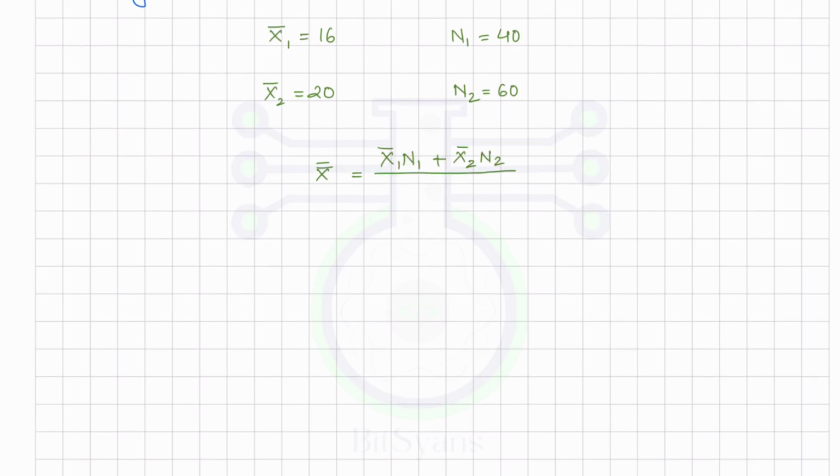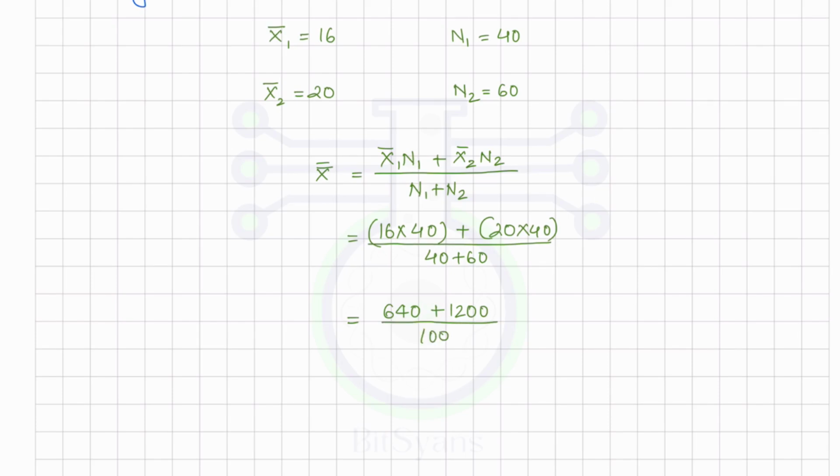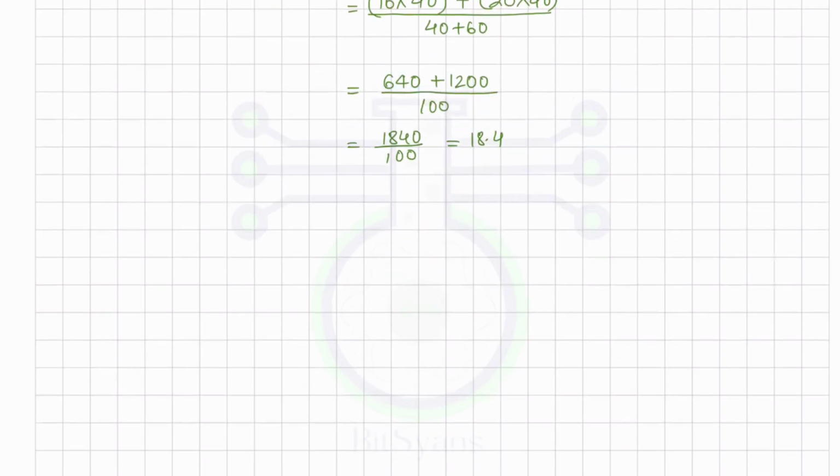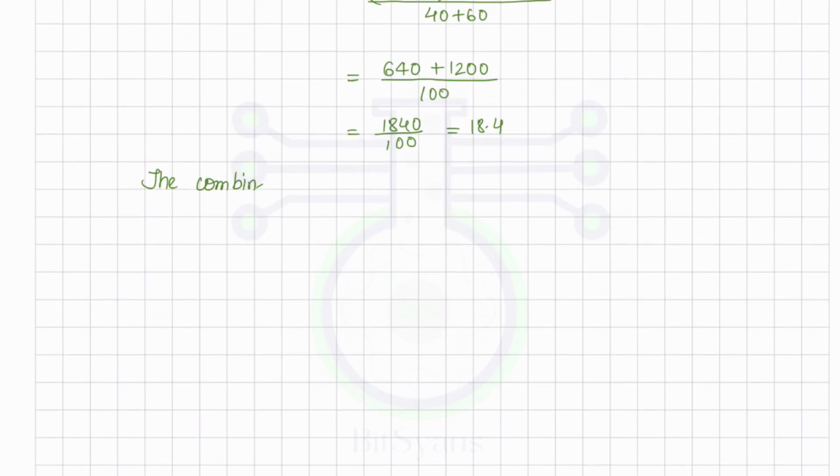Now let's solve the question. X double bar is equal to 16 into 40 plus 20 into 60 by 40 plus 60, which is going to be 640 plus 1200 by 100, equal to 1840 by 100, which is equivalent to 18.4. So the combined mean of the age of 100 students is 18.4.